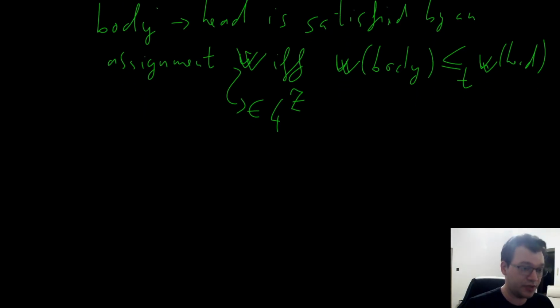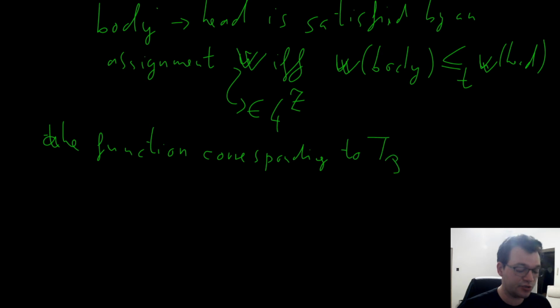Now, okay, so what should we do here? We have the function corresponding to TP. I can't use TP because TP is defined over 2-value logic, and now we are using 4-value logic, so I don't want to use the very same name for this function. So for TP it is phi P, and this phi P is just 4 to the z, 4 to the z.